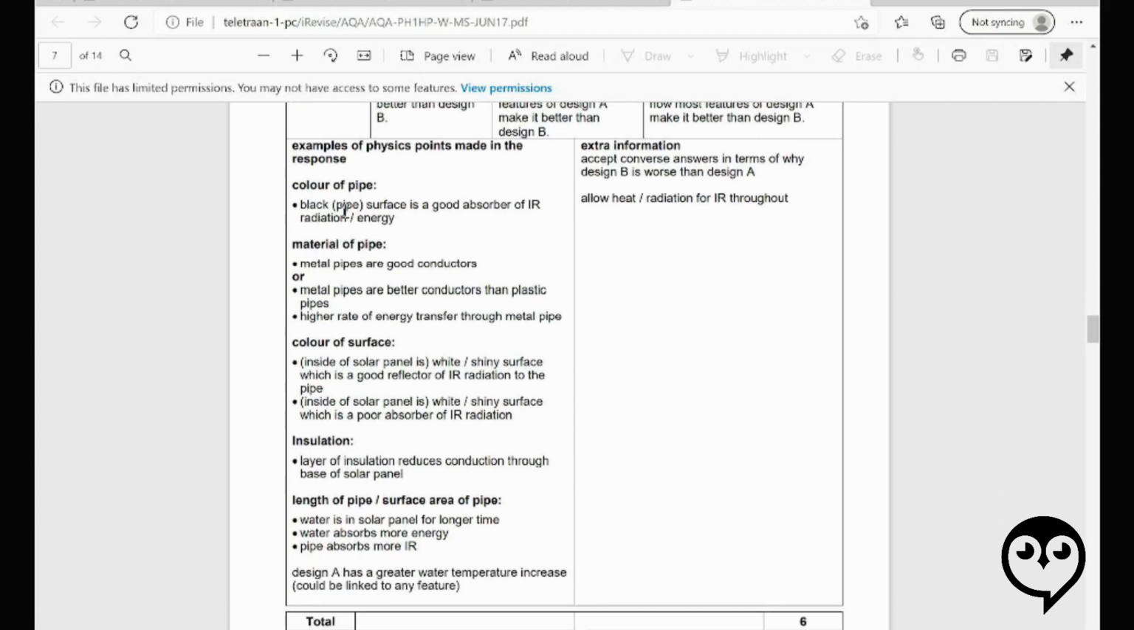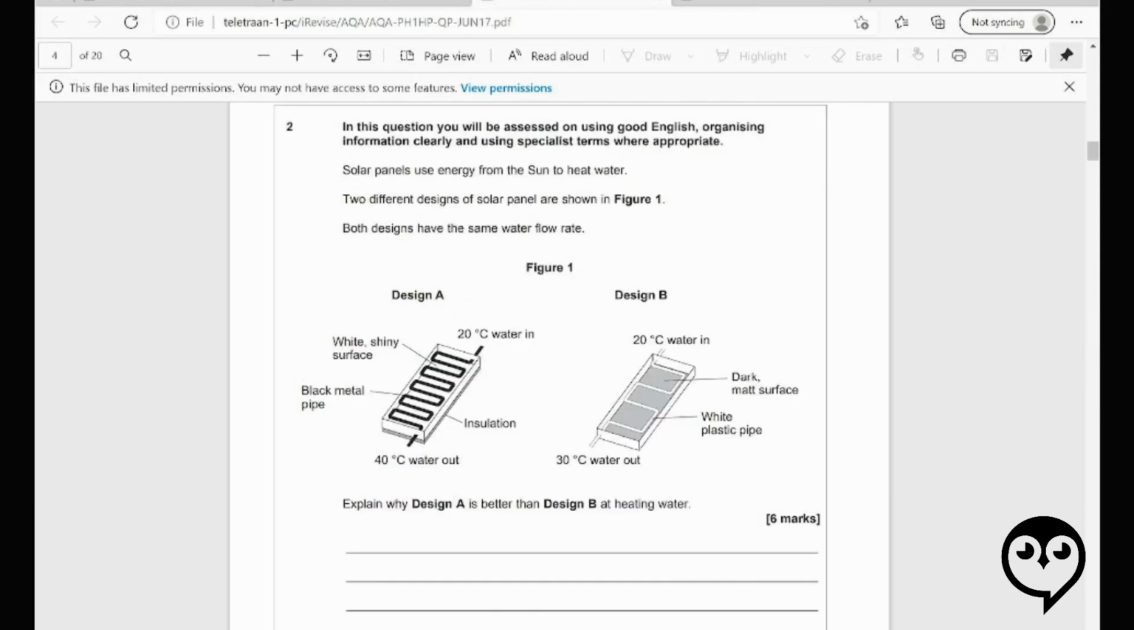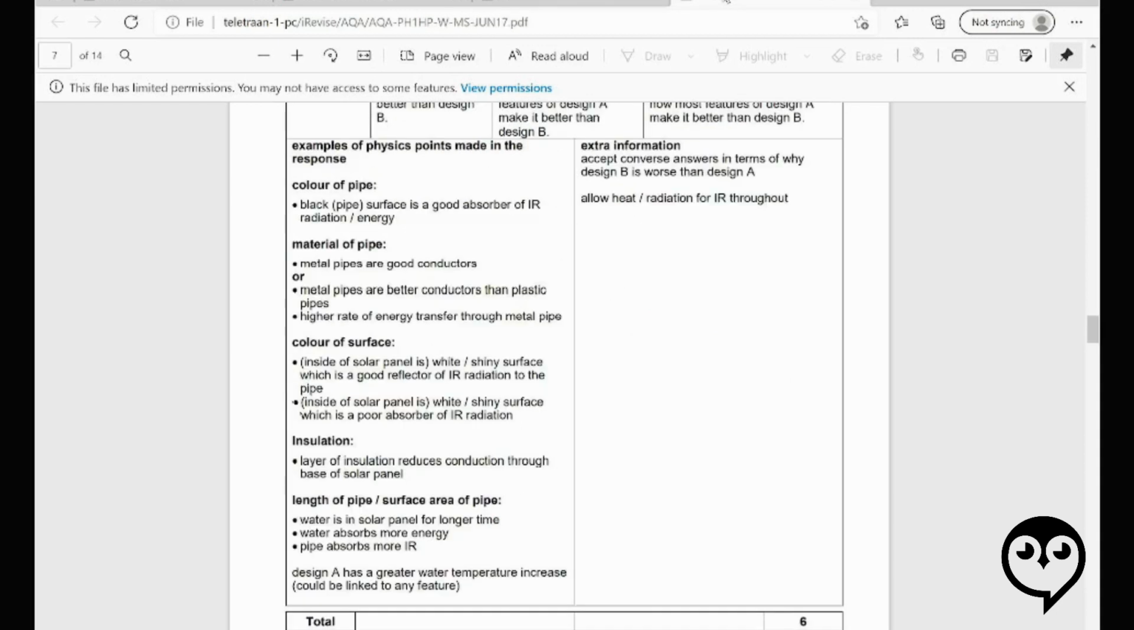As you can see, color of the pipe, going to absorb more IR. It's metal, it's a better conductor, better than plastic. Higher rate of energy transfer through the metal. The color of the surface, the white shiny, is going to reflect heat to the pipe. And also the fact that this white shiny surface is a poor absorber of IR radiation, which means you're going to have more heat available to go to the pipe. Whereas here, if it's dark matte, you're going to have a lot of that heat being absorbed by that material, and it won't reflect back to the pipe. So there are 2 ways you could say that.